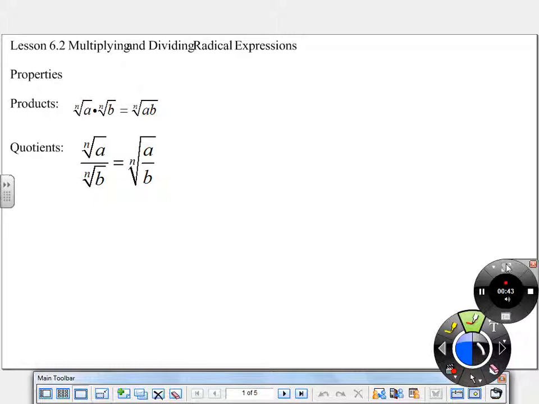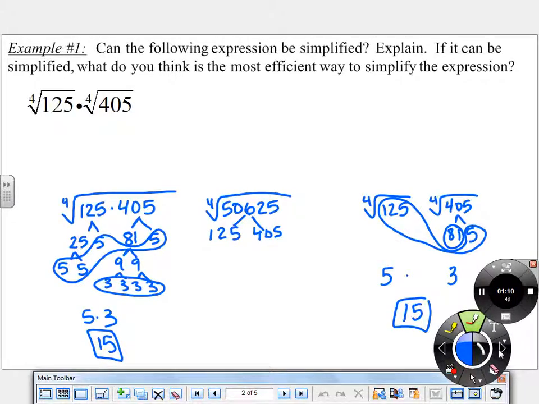Same thing works with square roots. If we have 2 radicals that are being multiplied, it's the same as having a single radical with that product underneath it, as long as the indexes are the same. Okay? And same idea for division. Are we good with that? So we can separate it or not separate it with multiplication or division as long as we have the same index.